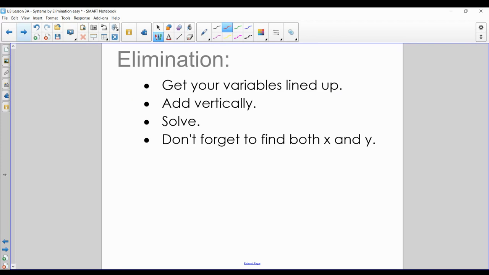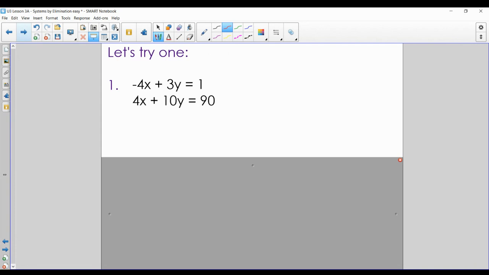The first way we're going to look at as another choice is elimination. And kind of simply what we're going to do is get variables lined up so we can add equations vertically and solve for both x and y. Let's do some examples to see how that works. So I've got these two equations.